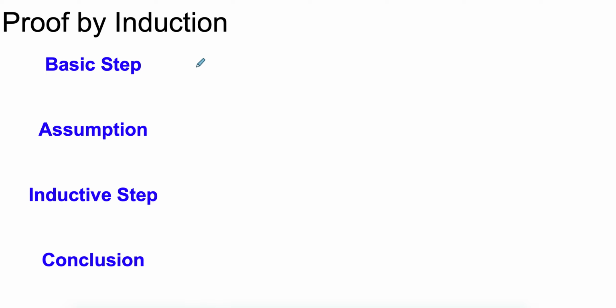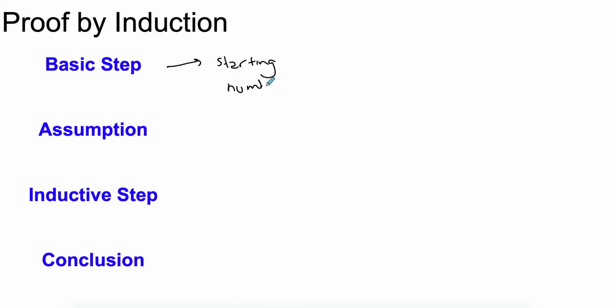But if you understand all the steps that you have to do and all the basic parts of proof by induction, then you should be on the right track. So proof by induction has 4 layers. Sometimes they tell you 3, but the conclusion is also very important. The idea of proof by induction is you're proving it from the beginning, and then proving it halfway through, and then proving that it's true for all the values that you've shown. So the basic step is basically your starting number.